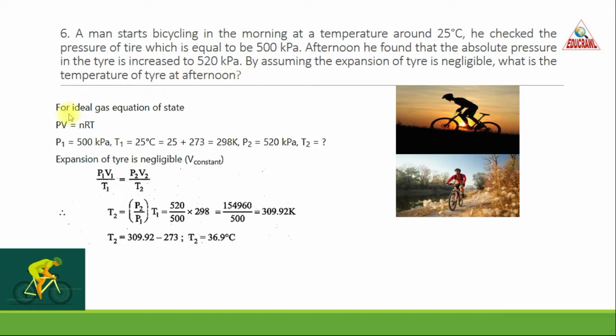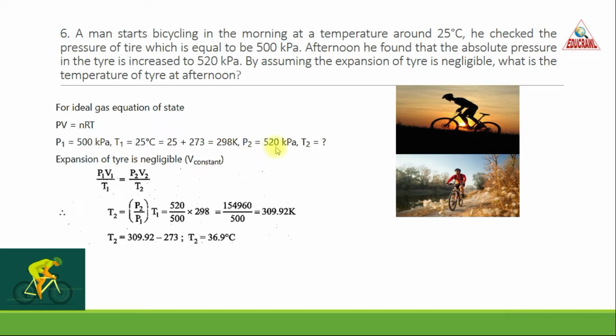We will start this problem with the ideal gas equation, which is PV equal to nRT. The P1 value is given as 500 kilopascal, T1 is 25 degrees Celsius, which has to be converted into Kelvin because Kelvin is the SI unit of temperature. To convert to Kelvin, you have to add 273. So 25 plus 273 is equal to 298 Kelvin. This is the T1 value.